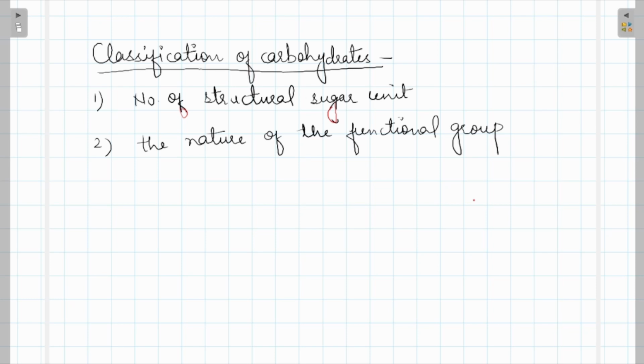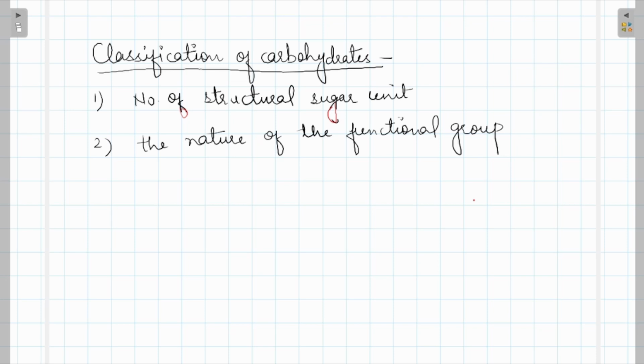Good morning, students. In the last class, we saw the definition of carbohydrates and the biological significance of carbohydrates. In today's class, we will see the classification of carbohydrates. It means how can we classify the carbohydrates.